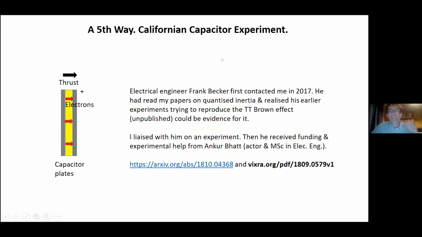Then in 2017, I was contacted by an electrical engineer called Frank Becker. He'd read my papers on quantized inertia and realized that some earlier experiments he did trying to reproduce the Biefeld-Brown effect could be evidence for quantized inertia. So we talked about experiments using capacitors. Then he received funding and experimental help from Beckham Bat, who's actually an actor, but he has an MSc in electrical engineering. And they reported their results on arXiv and viXra.